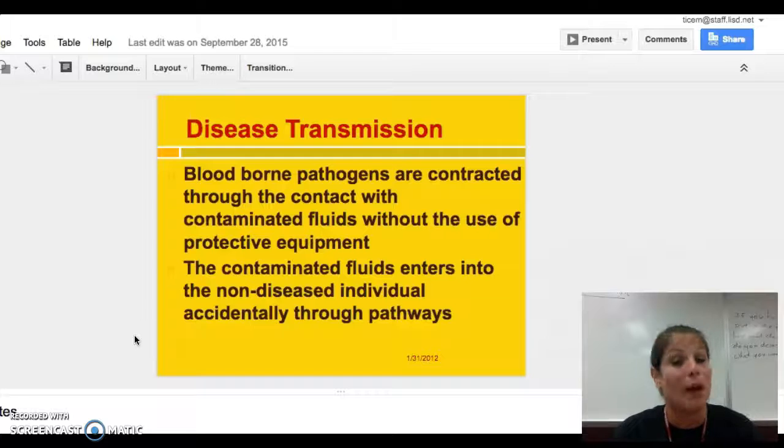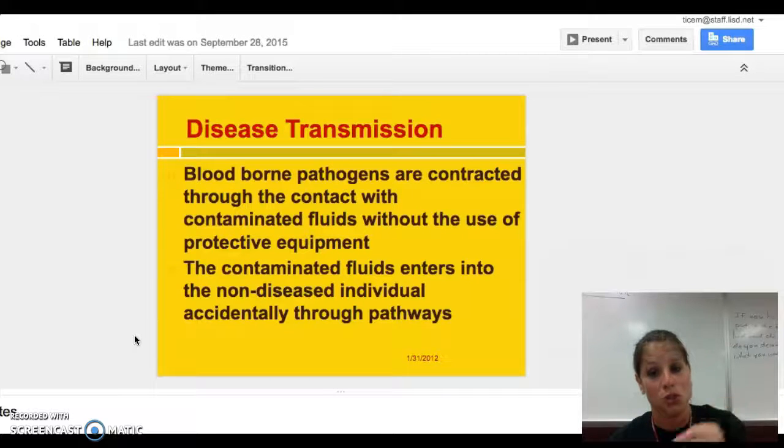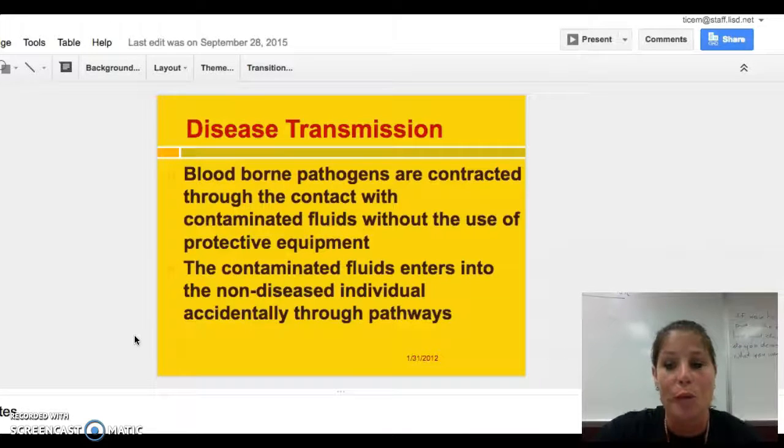If I have an open pathway, like my nose or my mouth or my eyes, or even an open wound on my hand, that is what we call a pathway, because you are exposed. You have an opening that's going to allow that disease to go into your body. Okay, so there has to be an open pathway in order for a person to be contaminated.